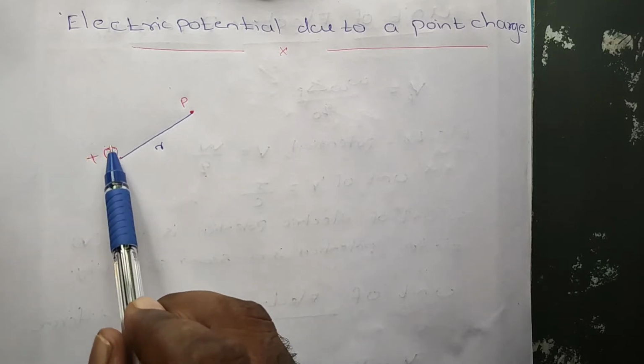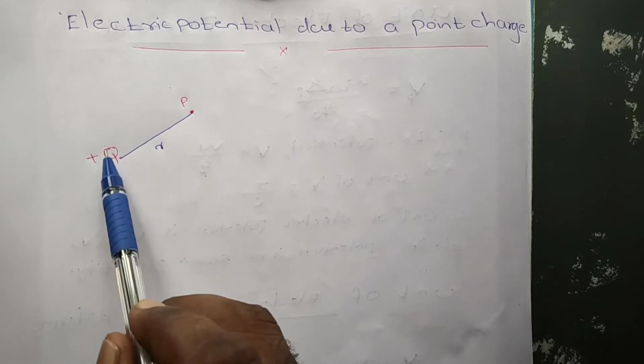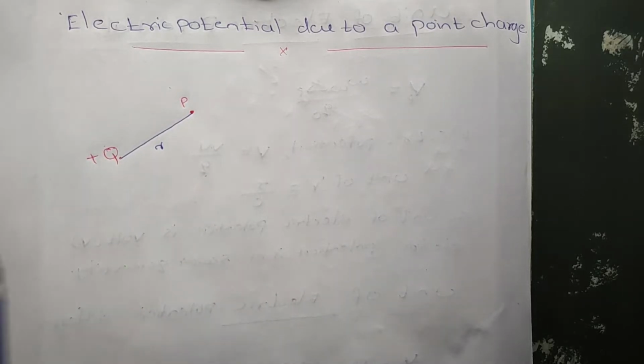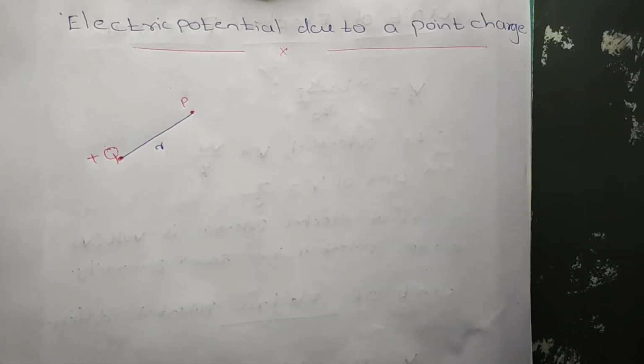What is the electric potential at this point P due to this point charge? This is a point charge. Clear? Okay. What is the electric potential formula?